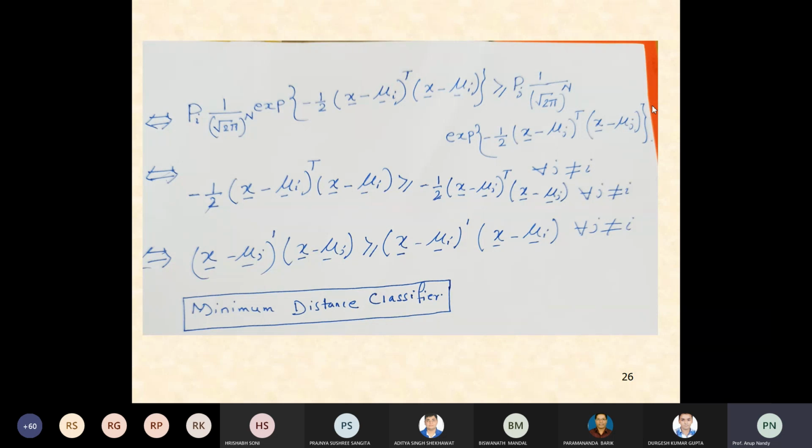Now that's why I'm telling you, you have X and you have these many means. Calculate the distance of X with all these means, and whenever it is minimum, put X in that class.